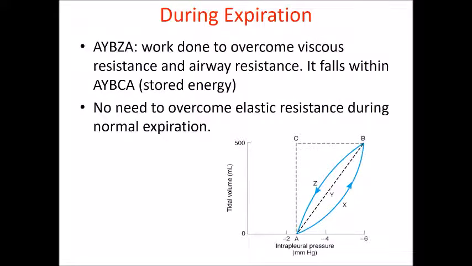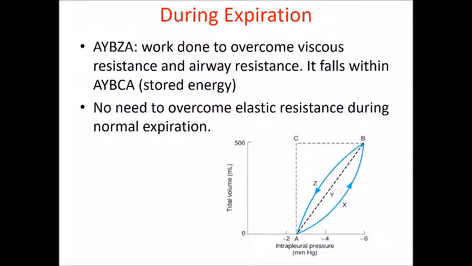Now let us discuss work done during expiration. Before discussing it, just try to remember expiration is a passive process, and whenever the process is passive, work done is almost zero. Now let us discuss in the graph. Now focus on the area AYBZA. So this area is reflecting the work done to overcome viscous resistance and airway resistance during expiration. Remember, it is during expiration. Now it falls within our already plotted area, that is AYBCA.